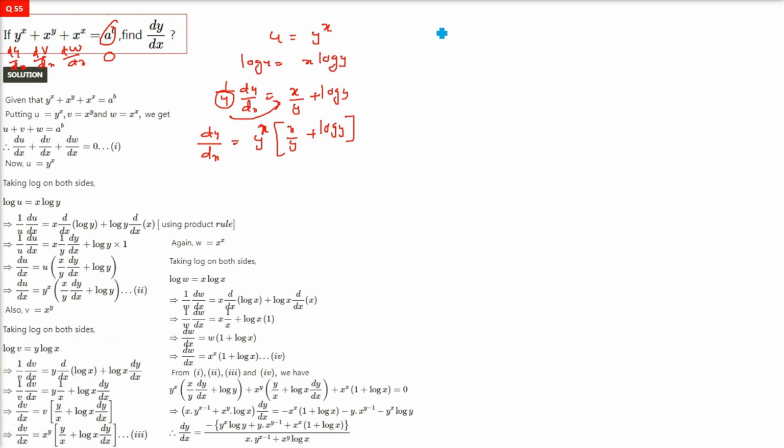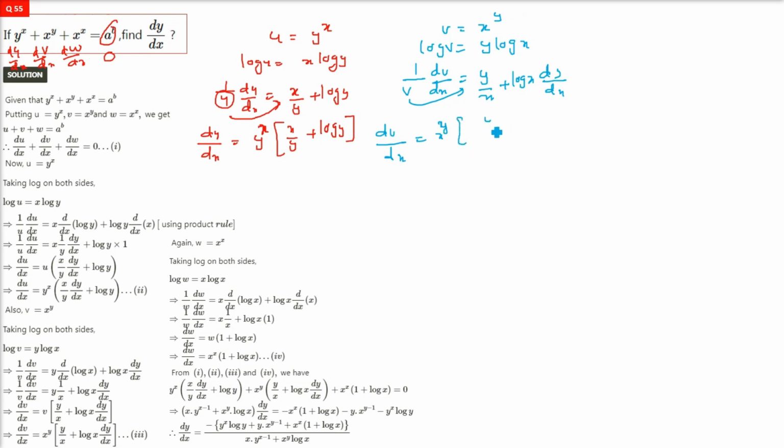So now the second thing we are doing, v equals x to the power y. So log v is equal to y log x. 1 by v dv by dx is equal to y log x is 1 by x plus log x and then dy by dx. v will go on the right hand side. So dv by dx will be equal to x to the power y, here y by x plus log x dy by dx.